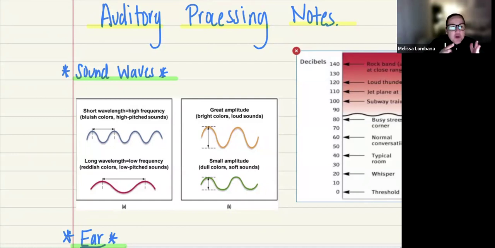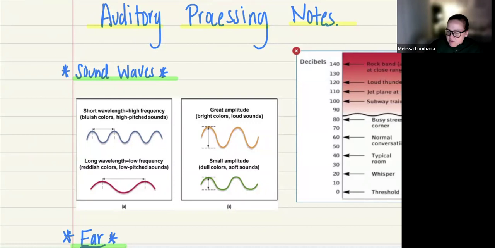All right, so we're going to start with sound waves. Our amplitude, which is the height of the wave, is going to determine the loudness of the sounds, okay? And then the frequency is basically the length, and that's going to determine pitch. Now, you definitely need to know the wavelengths and what they mean for sound. When it has a short wavelength, there's high frequency.